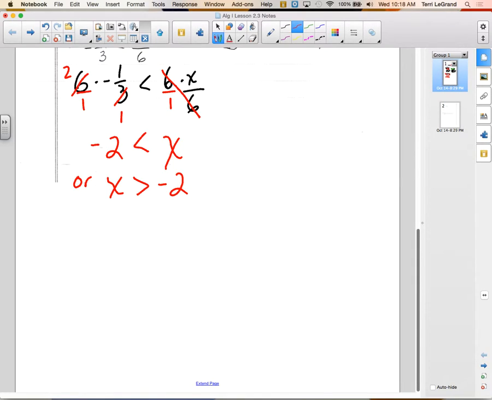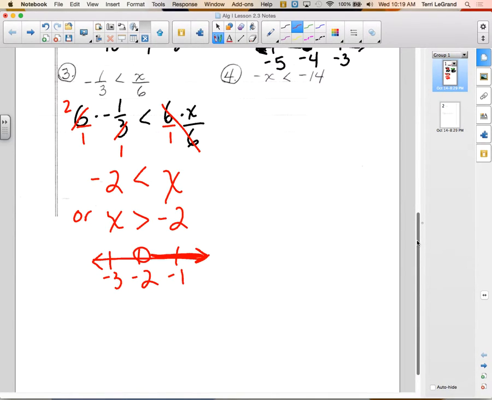So how are we going to show that on a graph? Negative 2, integer neighbor to the left, negative 3. Integer neighbor to the right, negative 1. Open or closed circle at negative 2? Open. Which direction should we shade? To the right. All numbers greater than negative 2, or as the top one says, negative 2 has to be less than all the numbers in your shaded region. And it is. Okay. Let's go on to number 4.